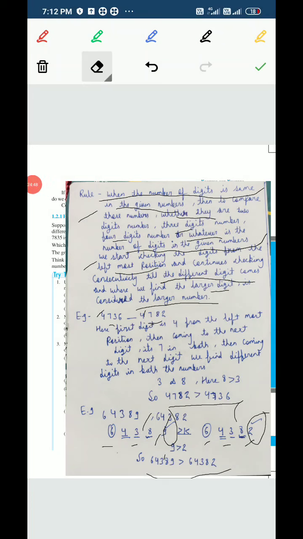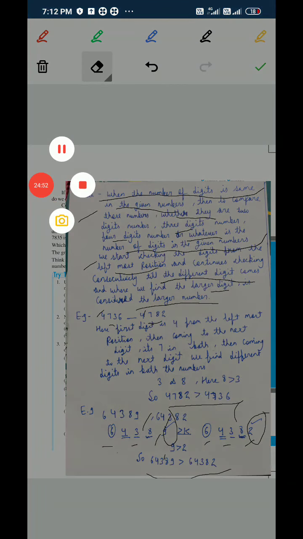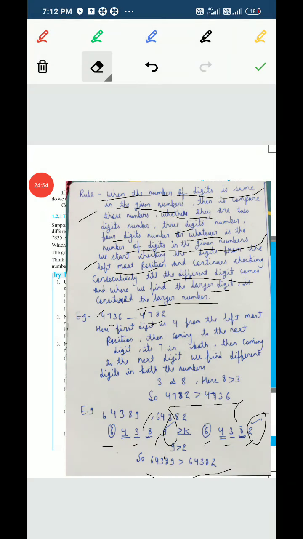So this was the concept of comparing numbers. Now we will jump to our next concept, that is ascending and descending order.